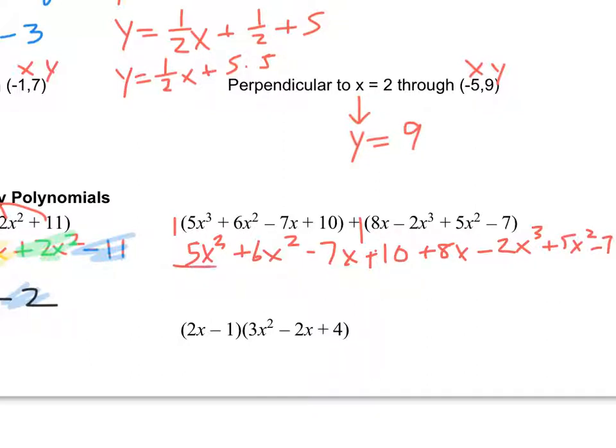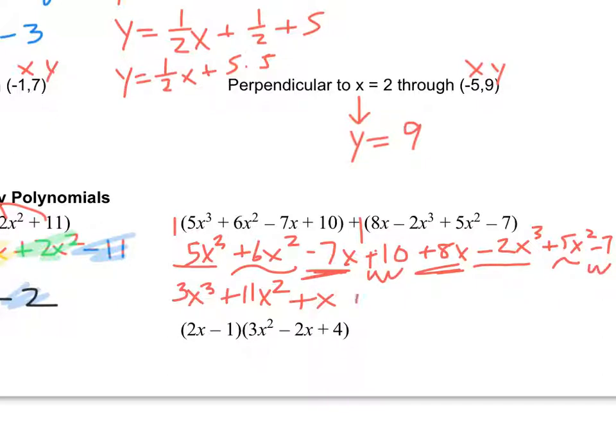Okay, so 5x cubed minus 2x cubed would be 3x cubed. 6x squared plus 5x squared would be 11x squared. -7x plus 8x would be plus x. And 10 minus 7 would be 3.